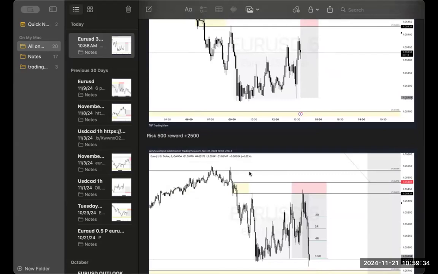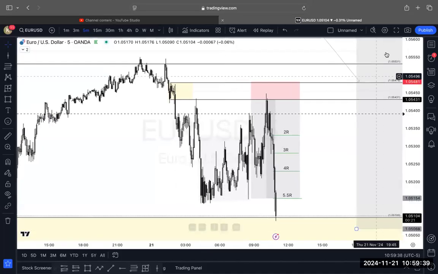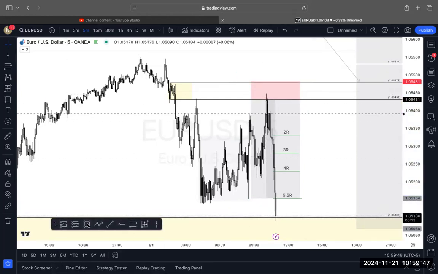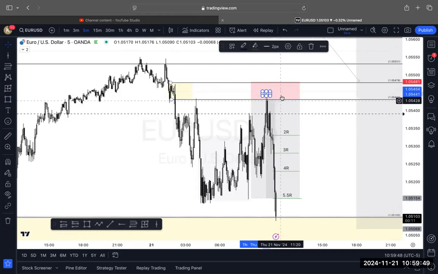So let's go back to TradingView. So this is probably the high of the day. Hopefully this is the high of the day, and the market doesn't come back.